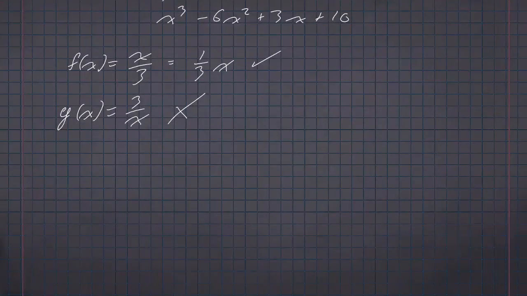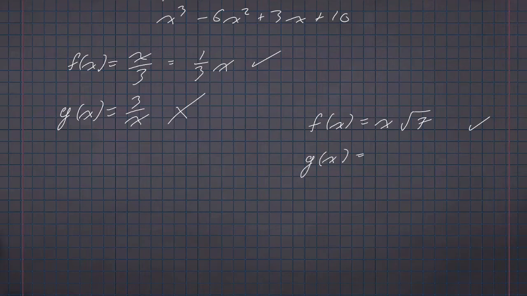Or if I have radicals, once again, we have to be a little bit careful. f of x is x times the square root of 7. The square root of 7 is just a number. That's not a problem whatsoever. But if I have g of x is 7 times the square root of x, now because it is x underneath that square root, this thing is no longer a polynomial.